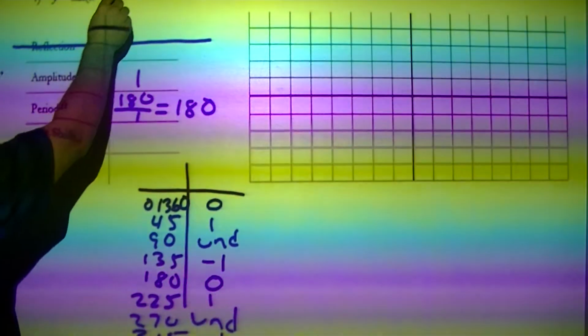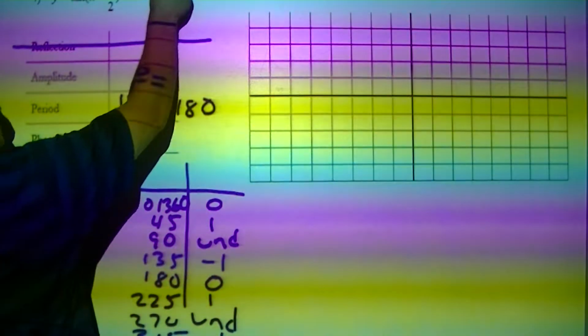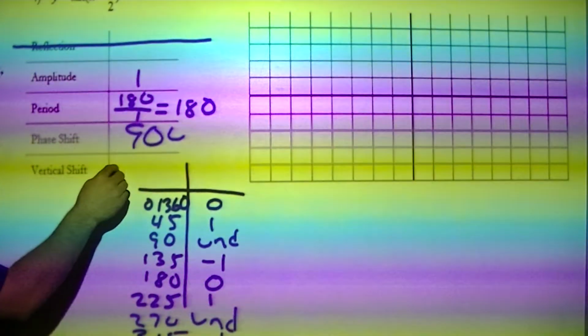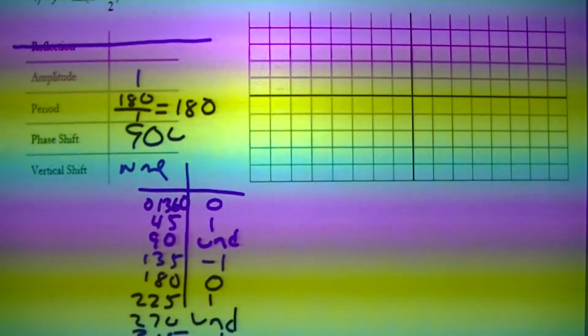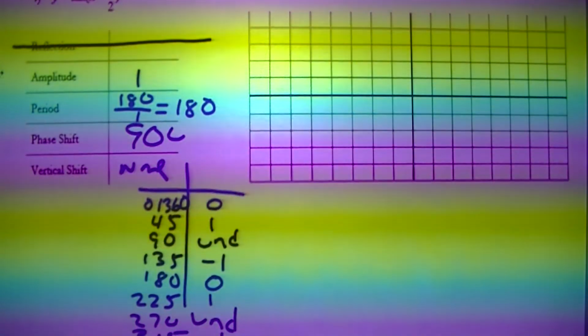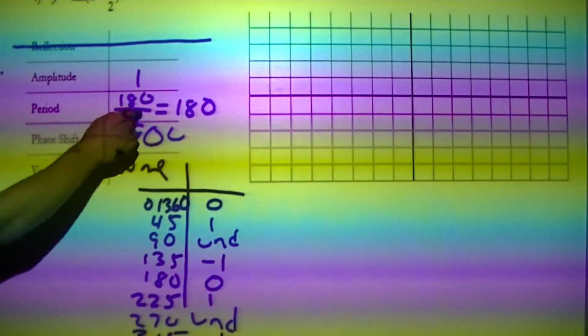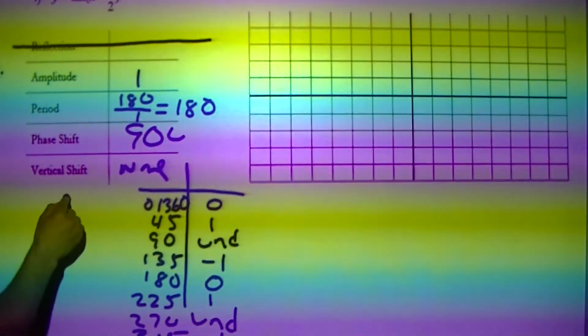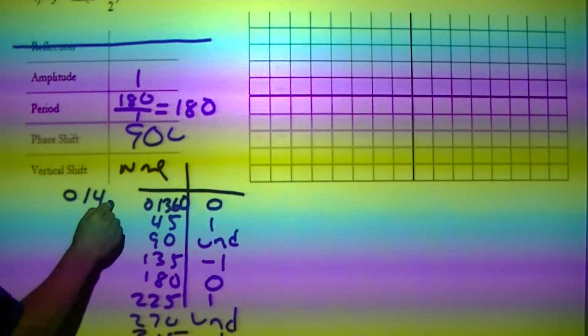My phase shift, if I want to convert that, that's going to end up being negative 90 degrees. So my positive one, all right, I do opposite. I have no vertical shift. All right? So what's going to happen to my angles? All right? Nothing from that standpoint with the period because there was no number there. But with a phase shift, I'm going to add 90 to all these.